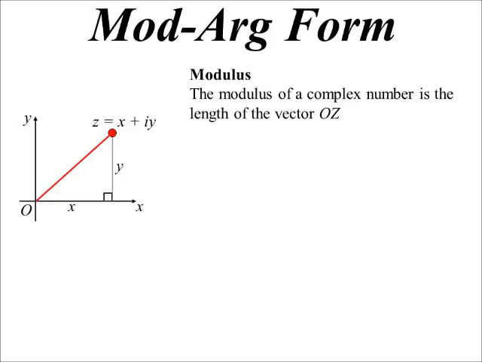Modulus. Actually, you know what modulus is. You might not realize it. But the modulus of a complex number is the length of the vector OZ. So there's my number, x plus iy. The length of that vector is the modulus. What do you already know that finds exactly the same thing? All right, absolute value.